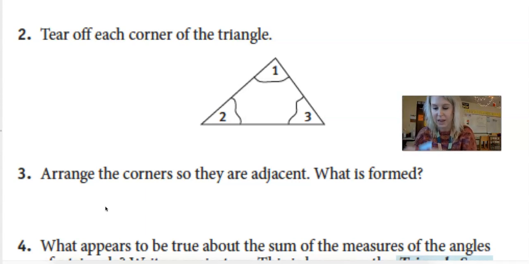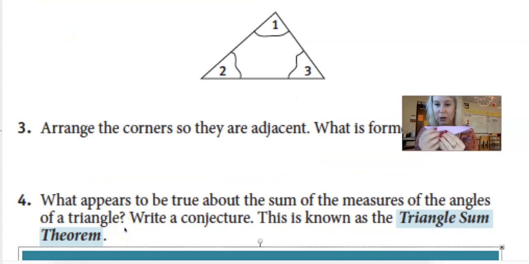Now if you put all of the corners together adjacent to each other, what happens? You get a straight line. Do you see that? It makes a straight line, and we know that lines are 180 degrees. How cool! I'm gonna try it with another triangle real quick.